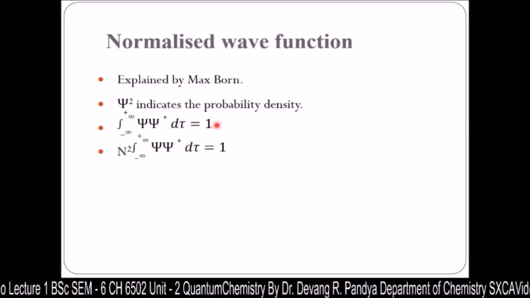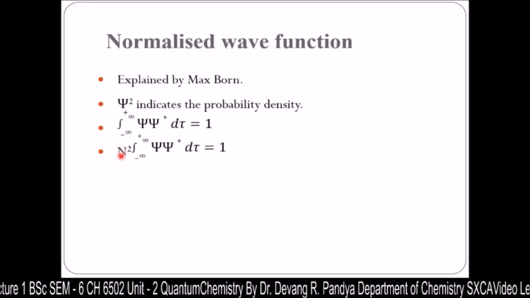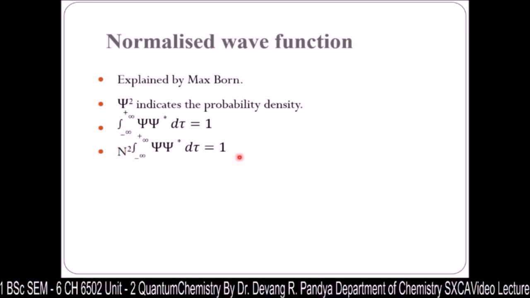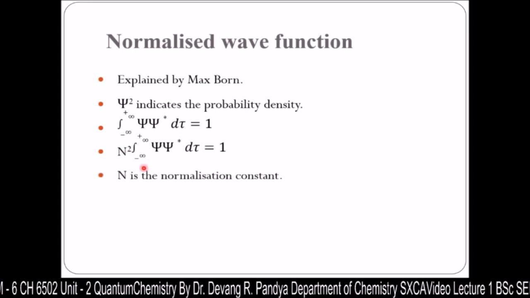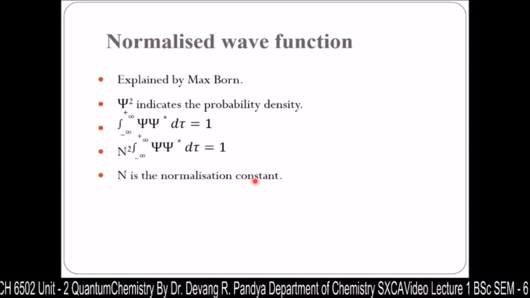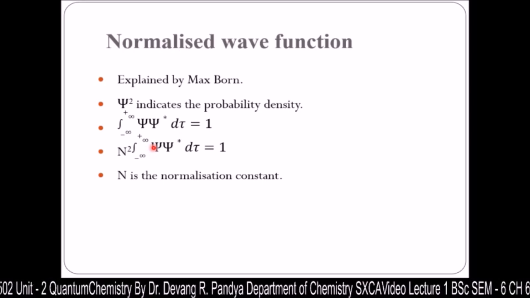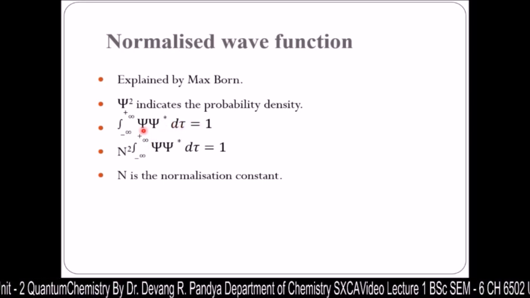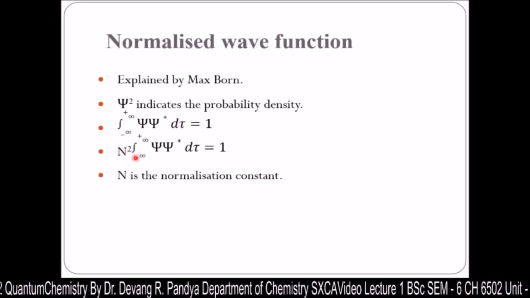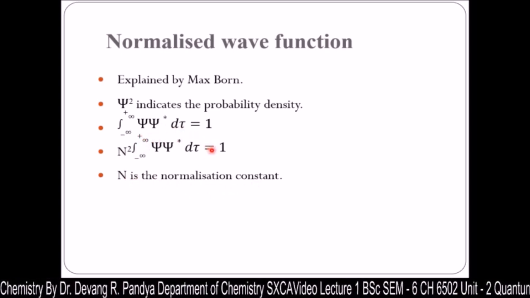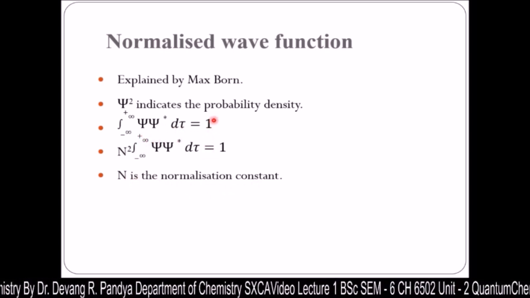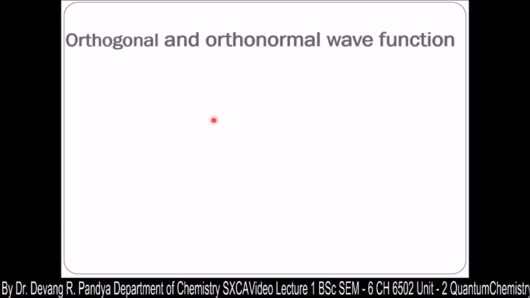If this value isn't 1, then by multiplying by N square you get 1, and that N is known as the normalization constant. So if the wave function is not normalized, then by multiplying with the normalization constant you can change that wave function into a normalized, well-behaved wave function.